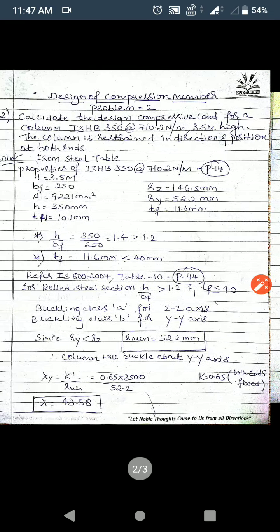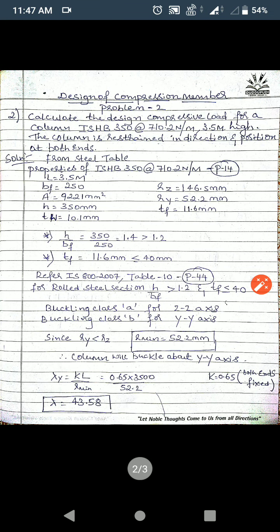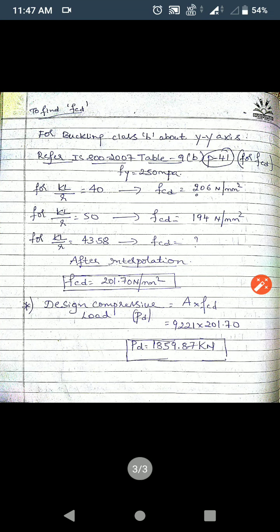Our slenderness ratio value, 43.58, is in between 40 and 50. So if you interpolate between slenderness ratio 40 and 50, we will get the design compressive stress for slenderness ratio 43.58, fcd as 201.7 Newton per mm square.